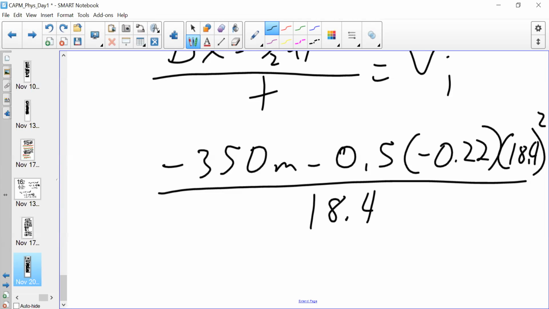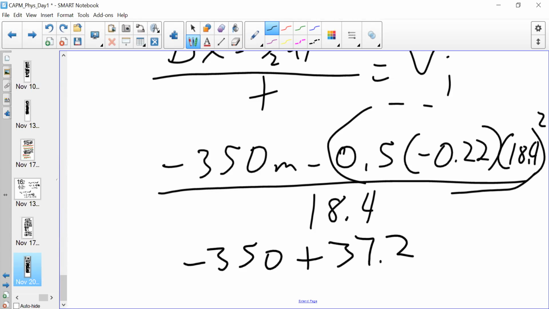Let's get this stuff here first. So 18.4 squared times negative 0.22 times 0.5. That's going to give us positive 37.2 because these two negatives cancel. So we have negative 350 plus 37.2 divided by 18.4.